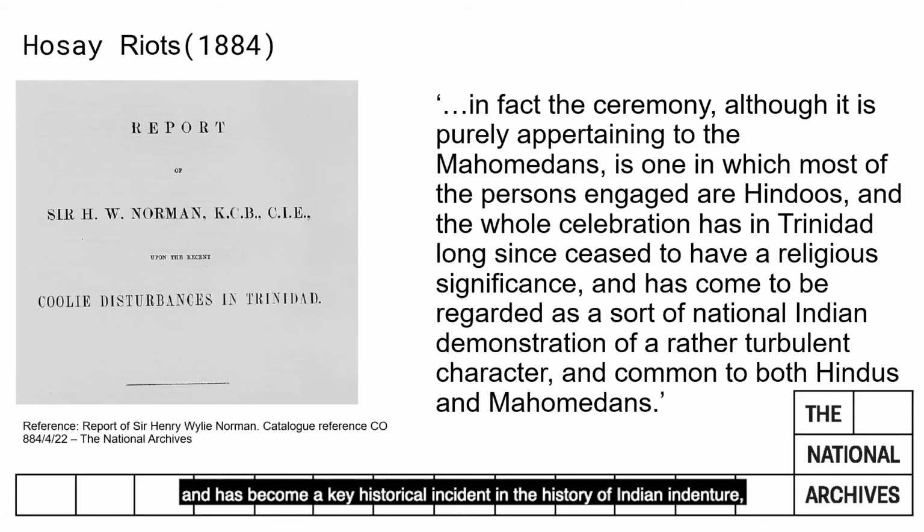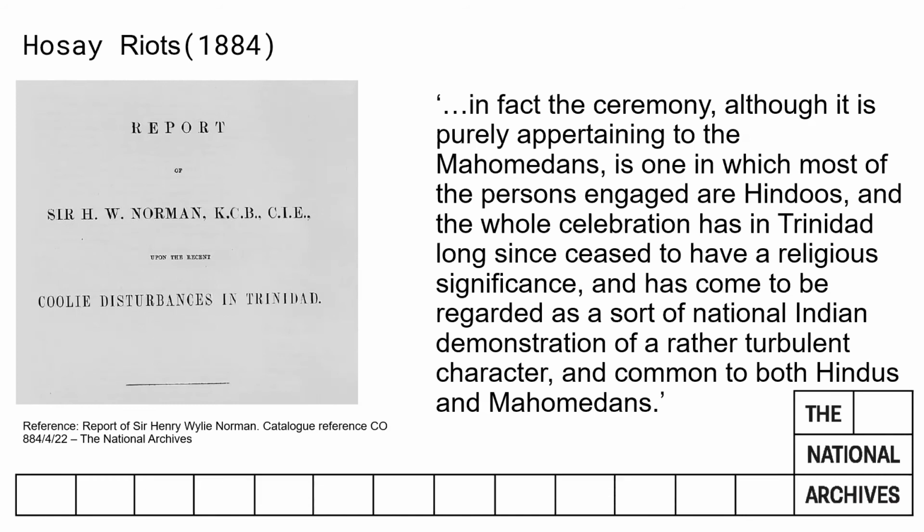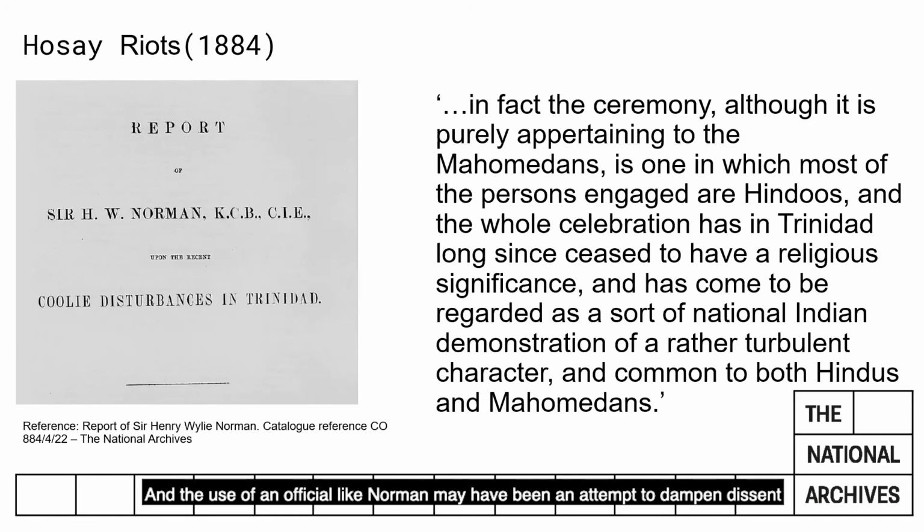and has become a key historical incident in the history of Indian indenture, with various historians and writers having commented upon it. The Jose event has been seen as an expression of cross-community alliances and lived experiences beyond the life of the plantation. It was this expression of independence that historians argue was most upsetting to the authorities. And the use of an official like Norman may have been an attempt to dampen dissent by using his authority as an old India hand to water down claims that the Indians had been treated unfairly.